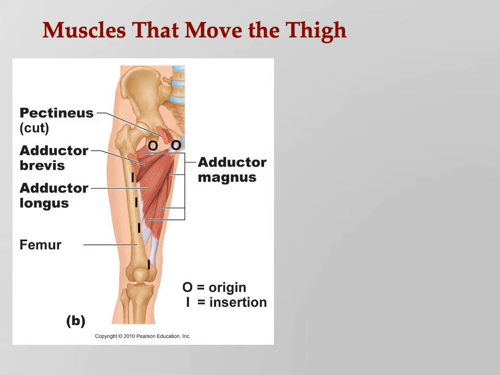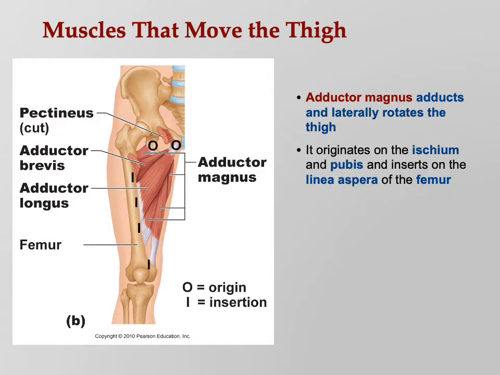So looking then at the inside of your thigh, we have the adductor muscles. These are all going to pull your leg towards the midline. Kind of like when you snap to attention and your feet come close together, that's adduction of the leg. Adductor magnus adducts and laterally rotates. Don't have to know origins, insertions.